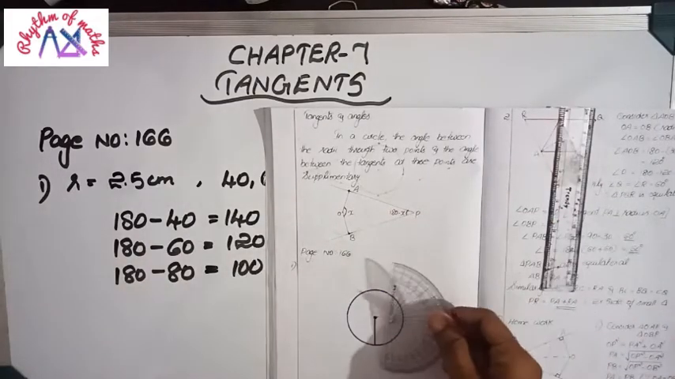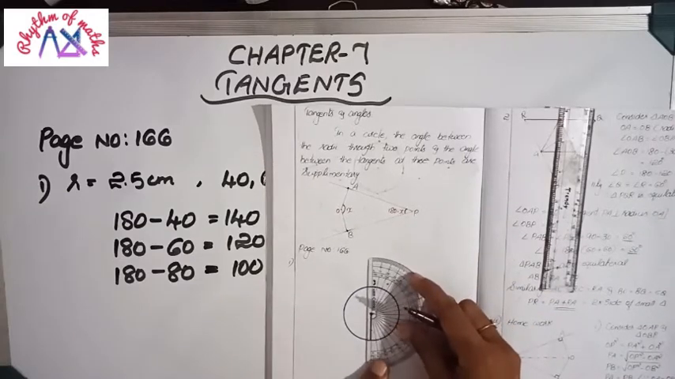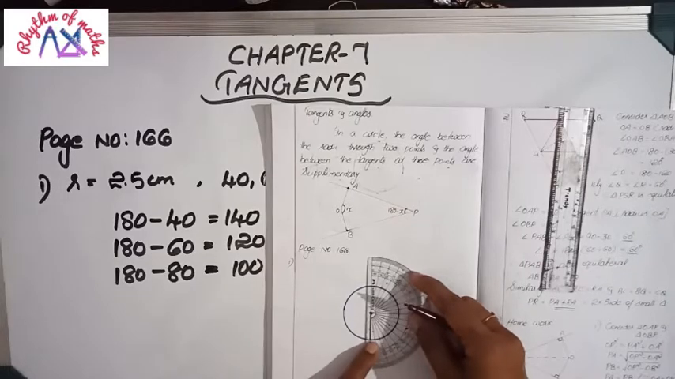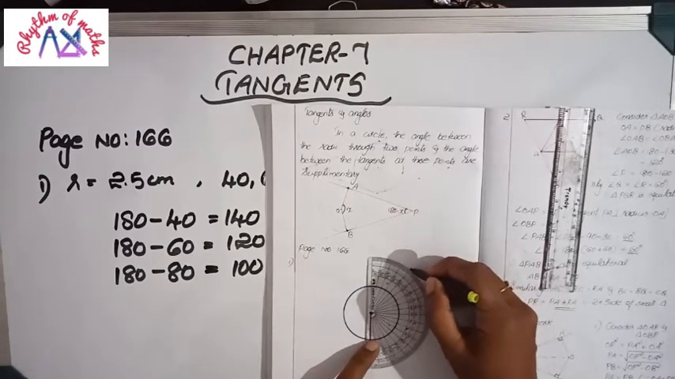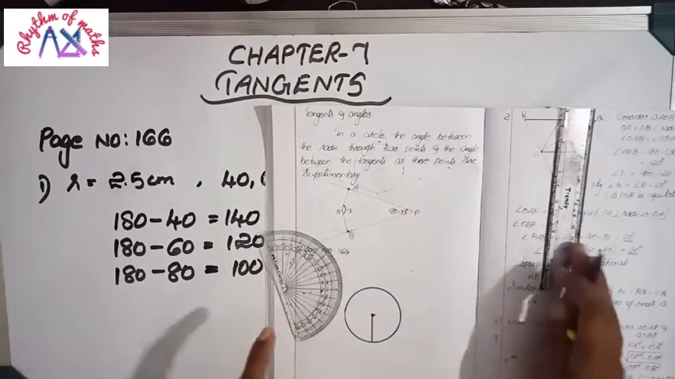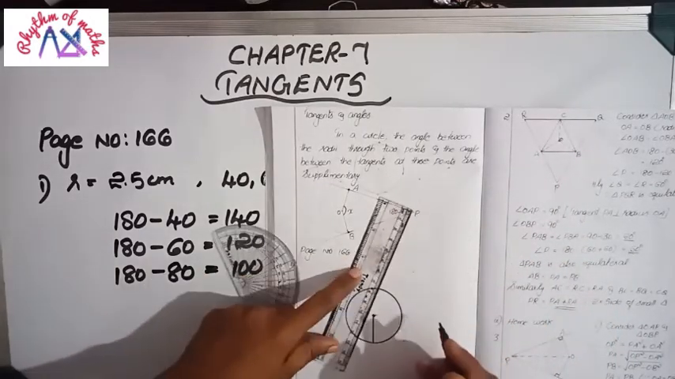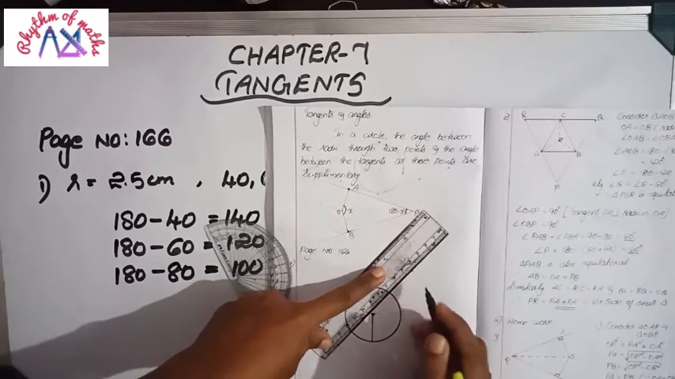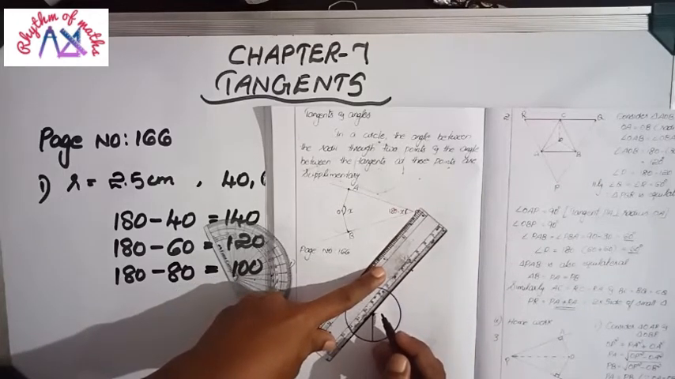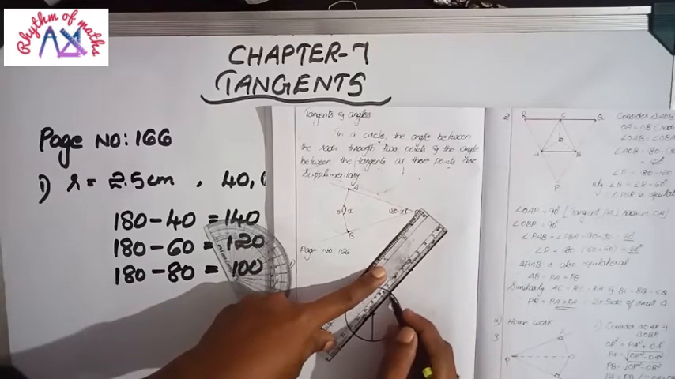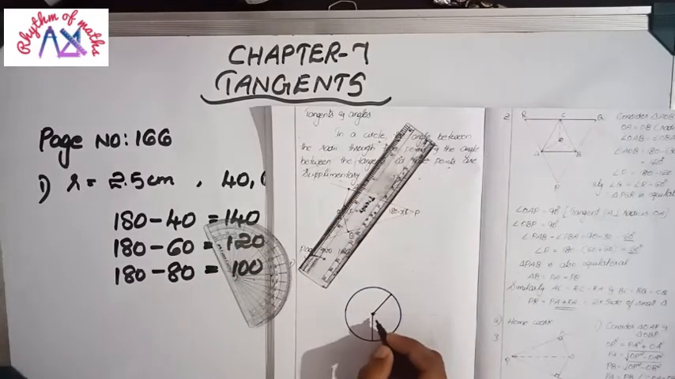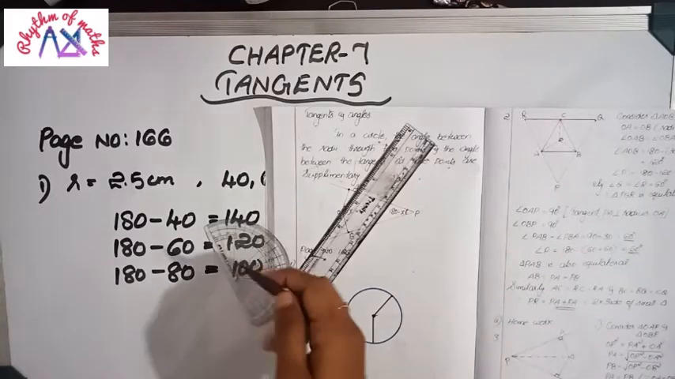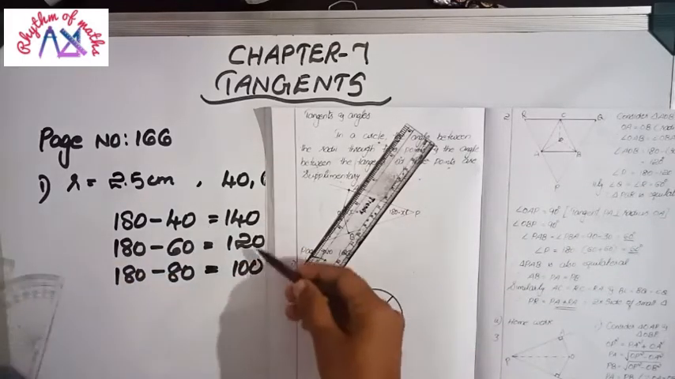Keep the protractor on that radius like this, with the center point on that line, then measure 140 degrees. Then, removing the protractor, join those two points. From the center, only the line inside the circle is enough, like this. So this is 140 degrees.